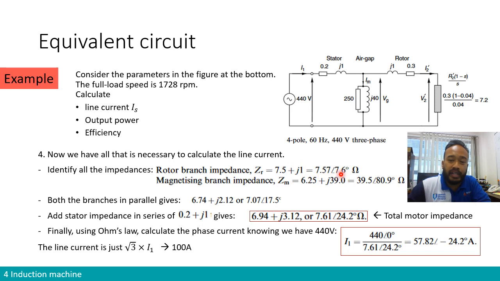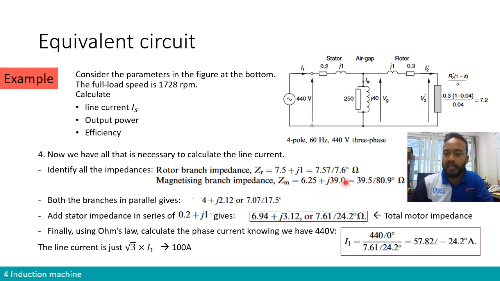Because this is the notation in complex numbers, in angular notation it is 7.57 with an angle of 7.6 degrees. Okay, and then what is the impedance of the magnetizing part? The impedance of the magnetizing part is simply 250 plus J40.